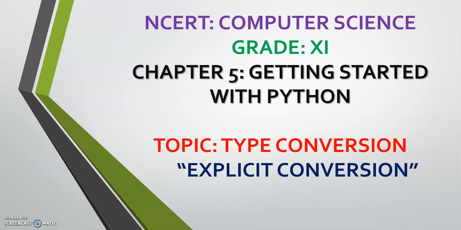So from our NCERT book of Computer Science, chapter number 5, Getting Started with Python. Under the subtopic type conversion, today we will learn about explicit conversion. We have seen that type conversion means converting the data type to another type so that an instruction can be executed successfully. So we will see what kind of conversion explicit conversion is.